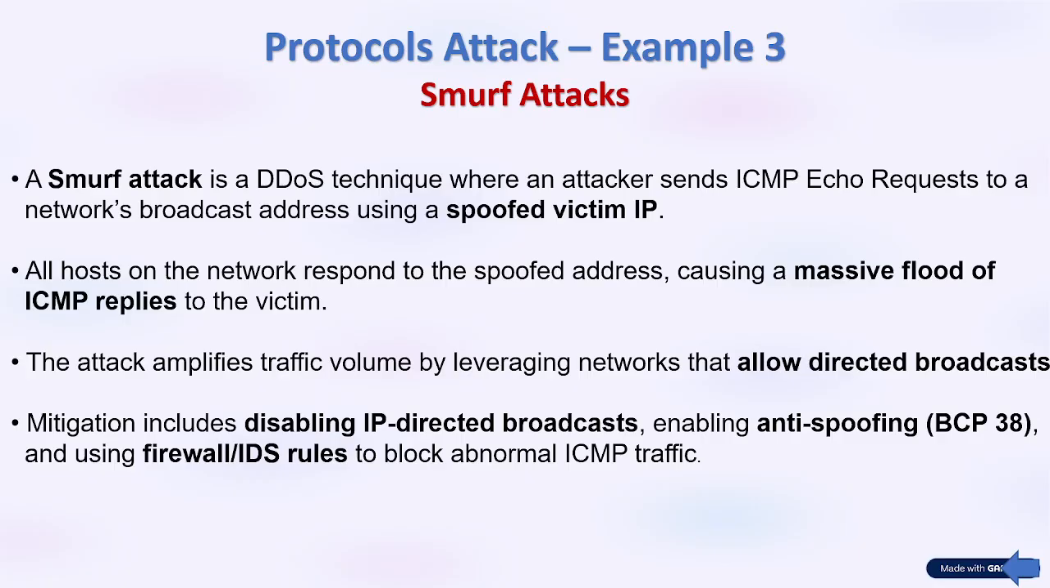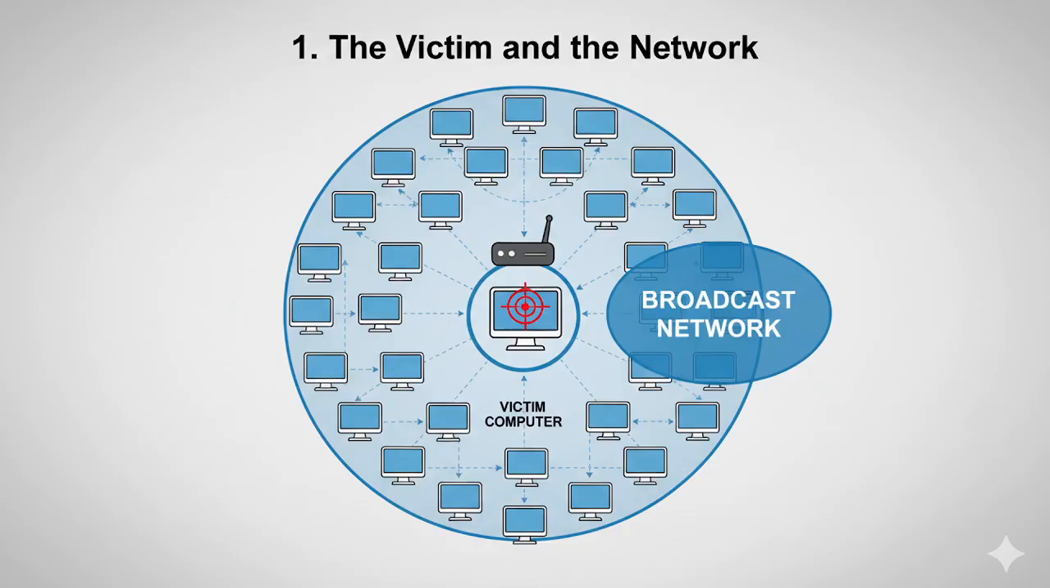Mitigation involves disabling IP-directed broadcast on routers, implementing anti-spoofing measures like BCP38, and using strong firewall rules to block abnormal ICMP traffic. Let's understand this attack with the help of images. So let's visualize this attack, the victim and the network in the context of a Smurf attack.